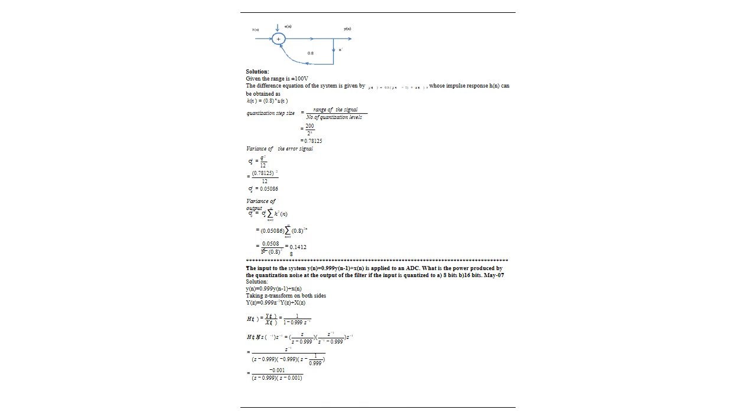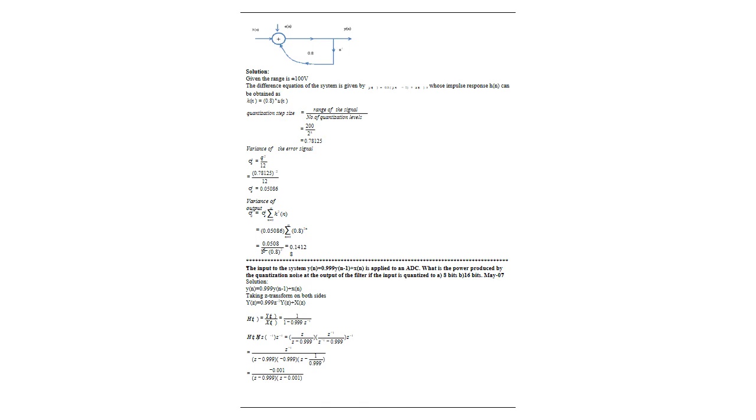The difference equation of the system is the equation whose impulse response h of n is h of n equal to 0.8 power n u of n. Next, the quantization step size q is equal to the range of the signal divided by the number of quantization levels. So 200 by 2 power 8 gives 0.78125.